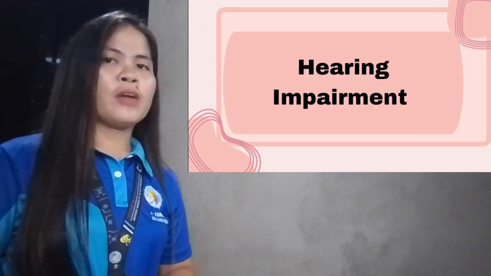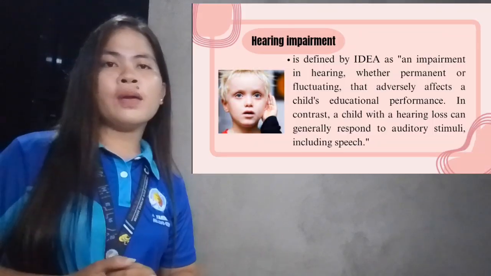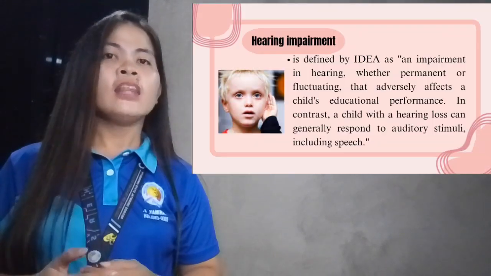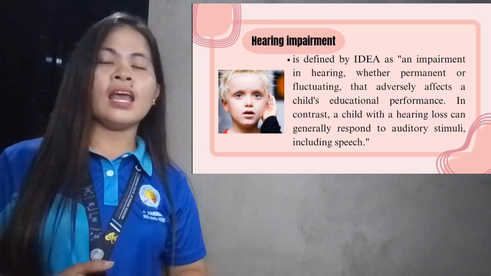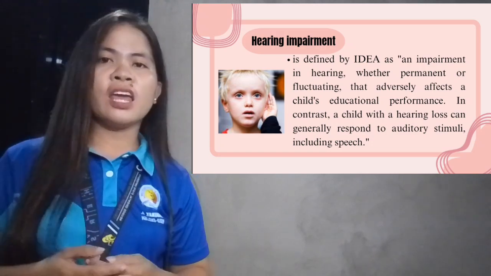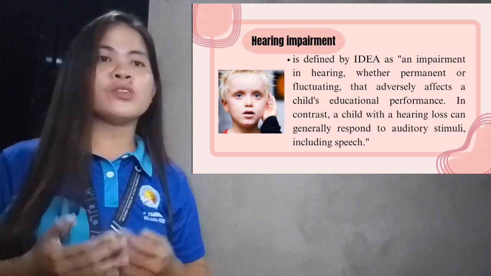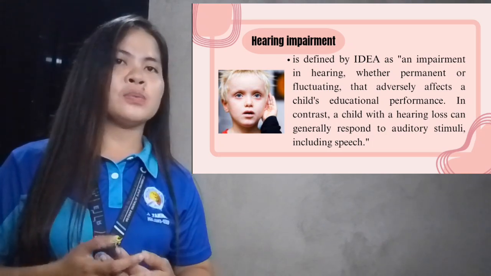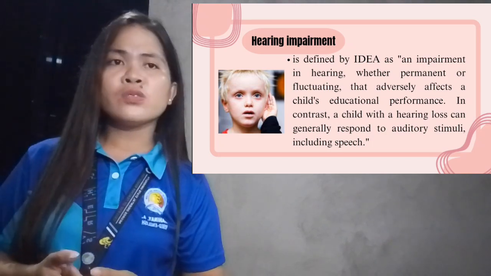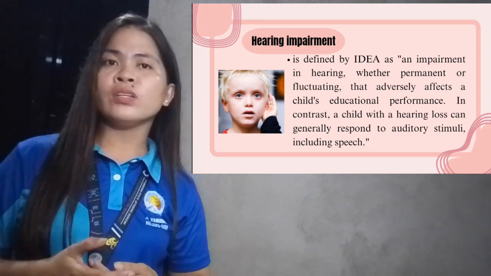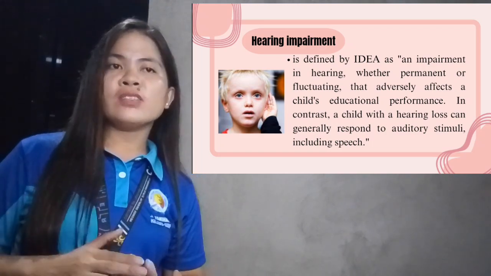Next is the hearing impairment. Hearing impairment is defined by IDEA as impairment in hearing, whether permanent or fluctuating, that adversely affects a child's educational performance. In contrast, a child with a hearing loss can generally respond to auditory stimuli, including speech. This is often used to describe a wide range of hearing loss, including deafness. So earlier, I stated that visual impairment is a condition that affects our vision, and now, hearing impairment is a condition that affects our auditory.